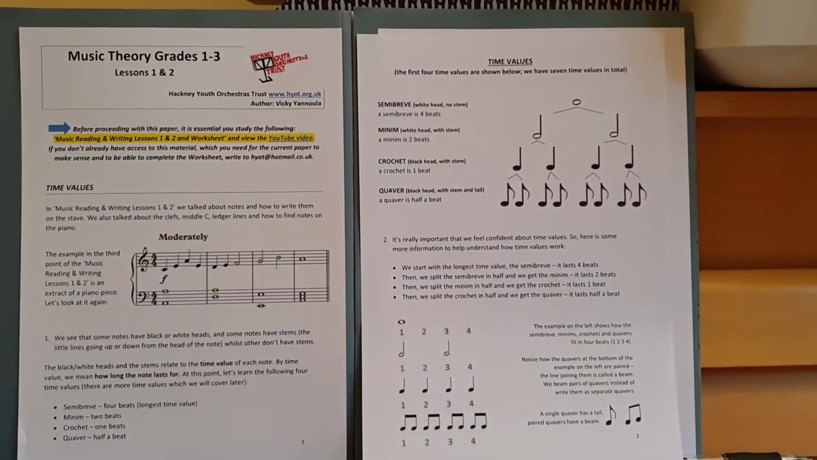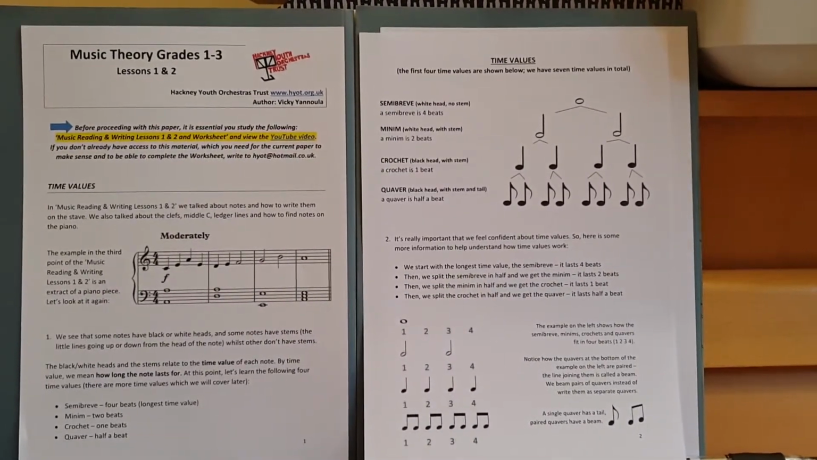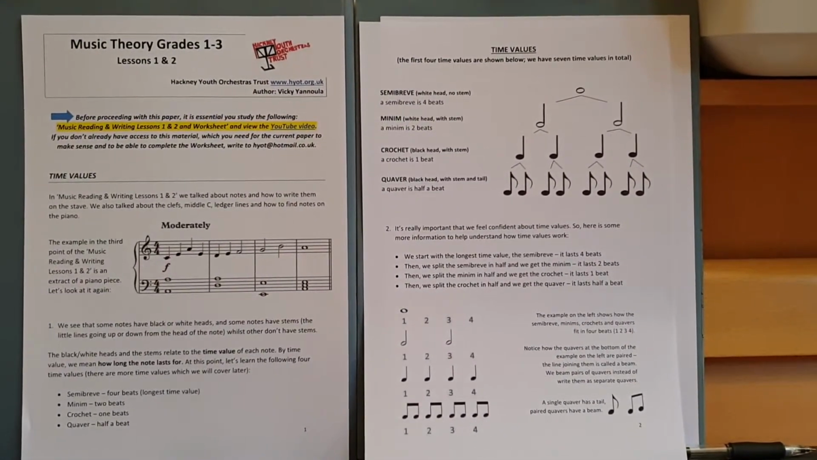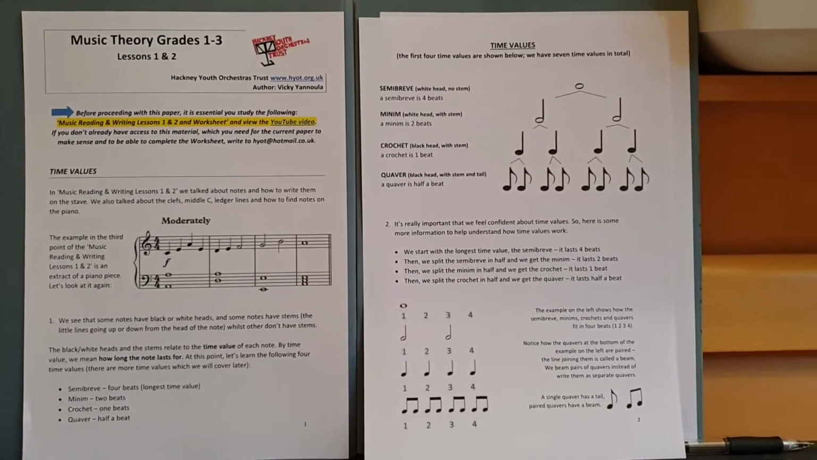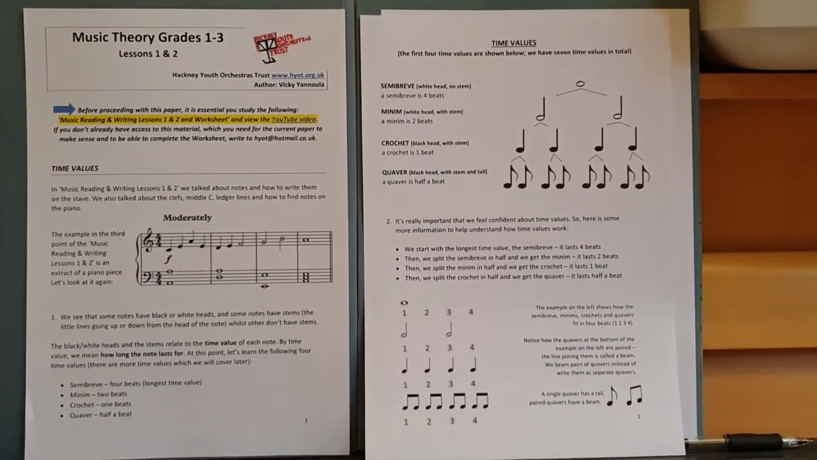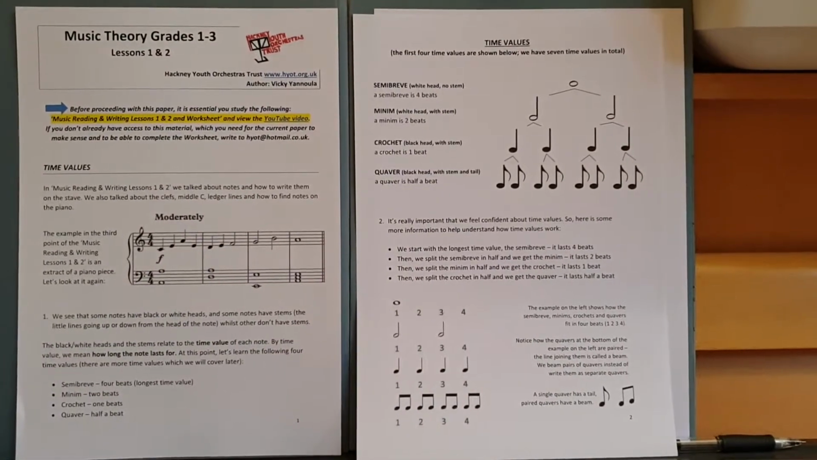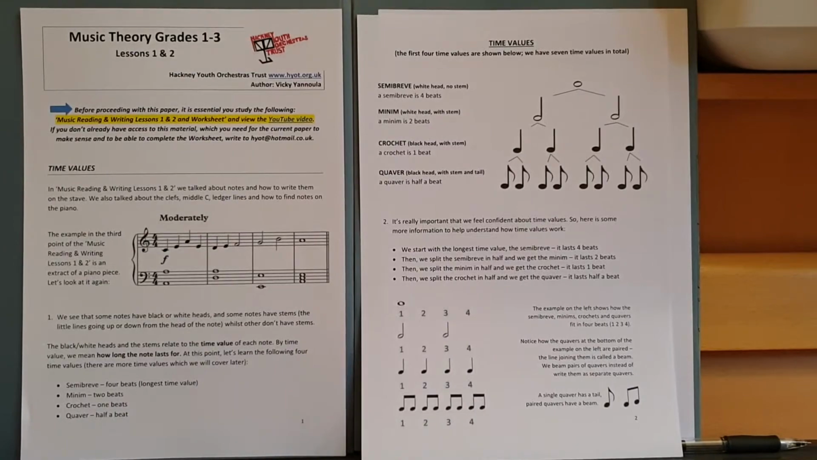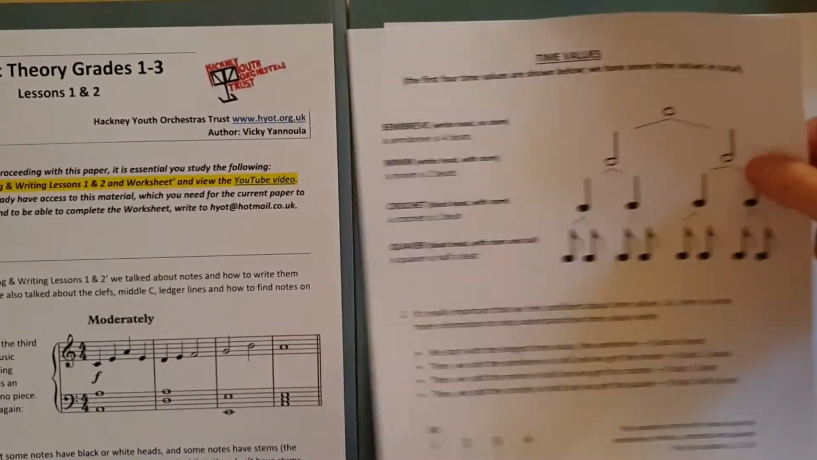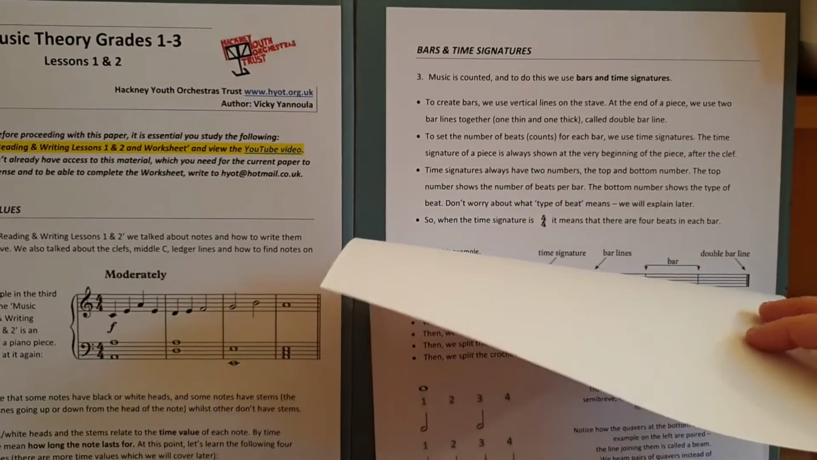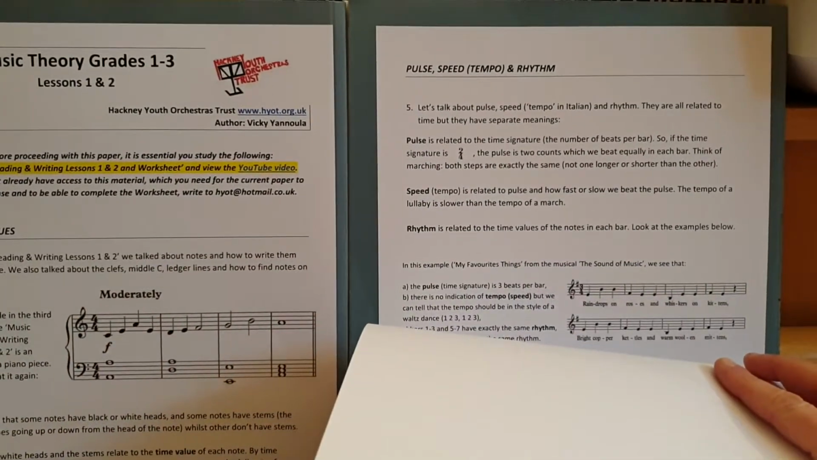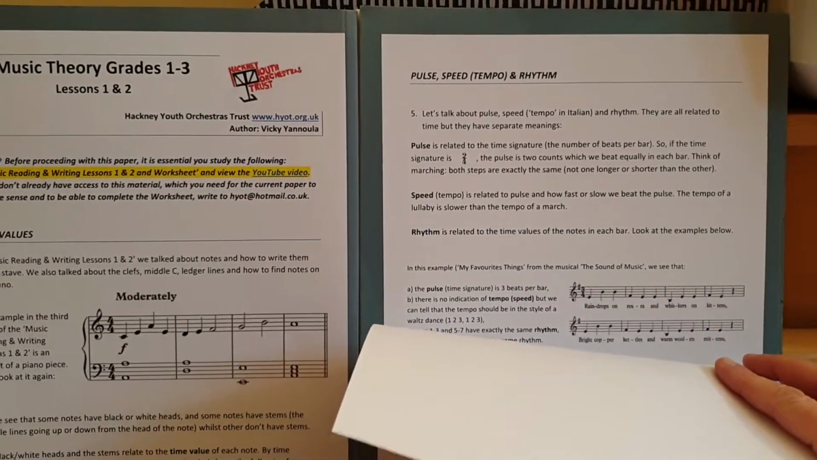Hello everybody. These are lessons 1 and 2 in music theory grades 1 to 3. There will be many lessons associated with these grades, and we're going to start with the first two, where there are 3 major topics covered. Time values, you can see on the 2 pages in front here. Now I'm going to go over and show you the second topic, bars and time signatures. And then the last page you have pulse, speed and rhythm.